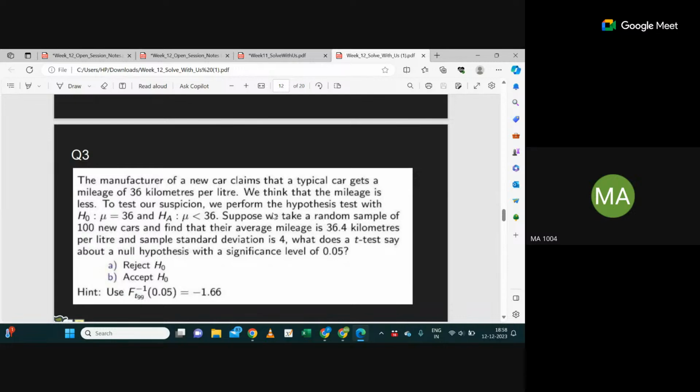So to test our suspicion, we perform the hypothesis test. Null is mu is equal to 36. Alternative is mu is less than 36, right? Now, suppose we take a random sample of 100 new cars and we find their average mileage is 36.4. What is this 36.4? This is X bar, right? And sample standard deviation is 4. That means this is given as S, right?